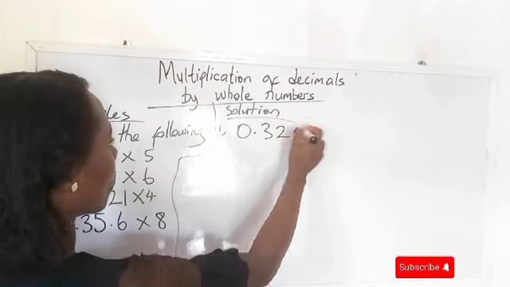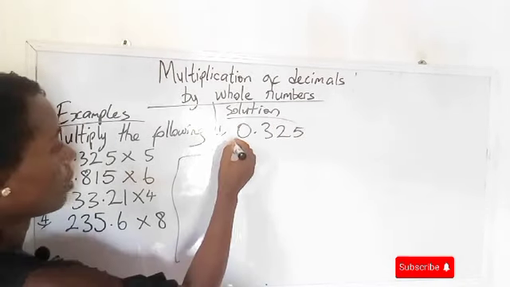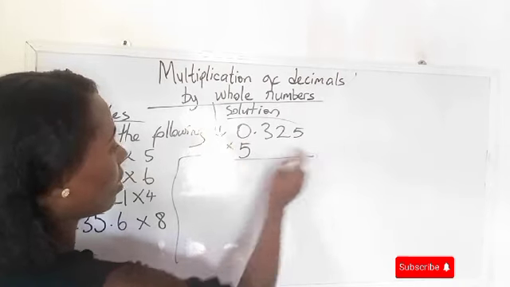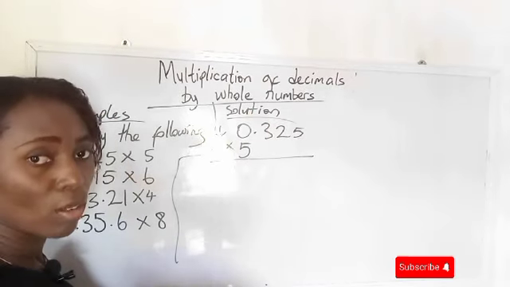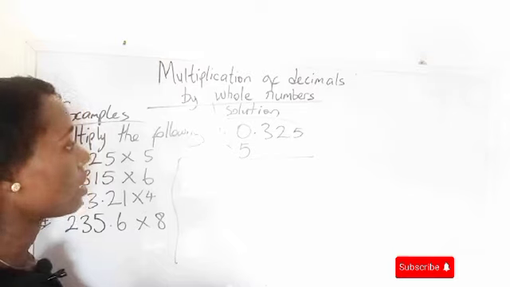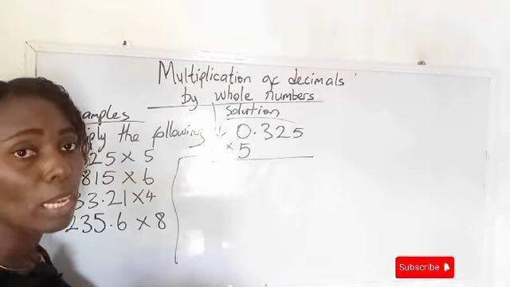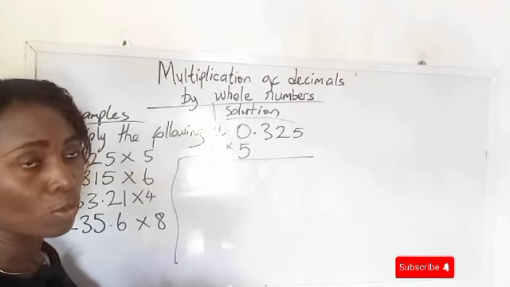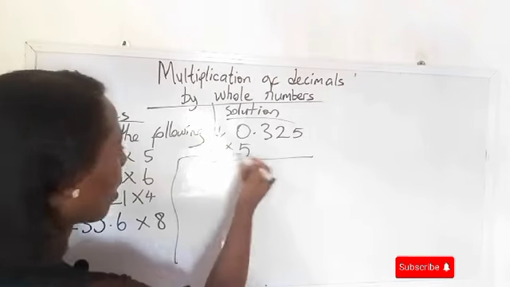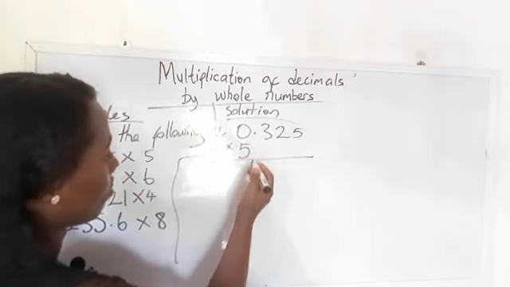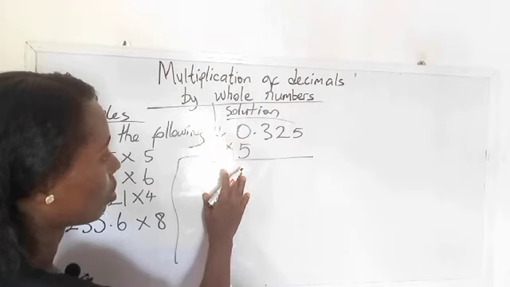0.325 times 5. I'll put my 5 under the whole number part. You know, every decimal number has a whole number part and a fraction part. If you want more on that, you can check my previous videos, okay? Alright, so we have 5 being a whole number. We should arrange it in the whole number part.